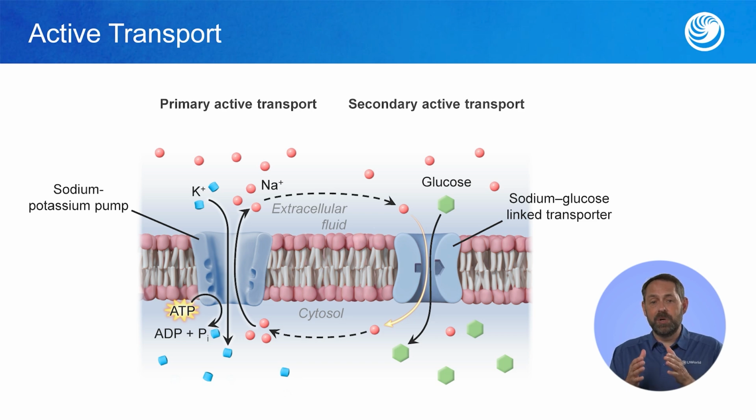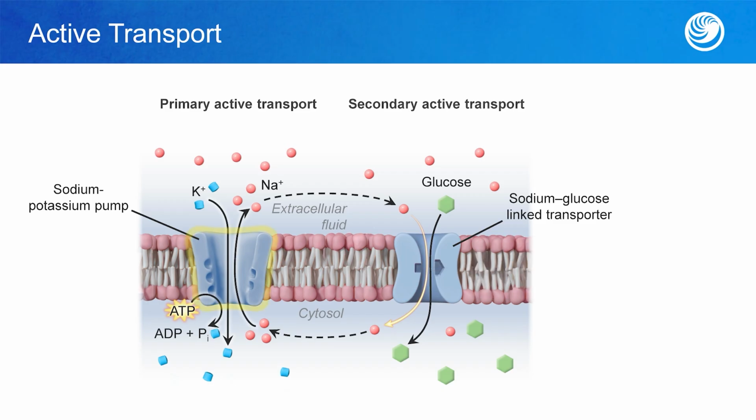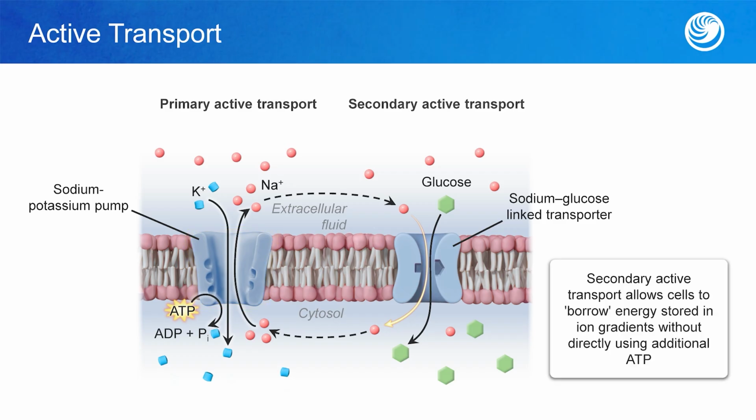This movement of glucose is considered secondary active transport because the energy driving glucose uptake comes indirectly, or secondarily, from ATP hydrolysis through the sodium gradient established by the sodium-potassium pump. As you can see, secondary active transport is a useful strategy that allows cells to borrow the energy stored in ion gradients without directly using additional ATP.